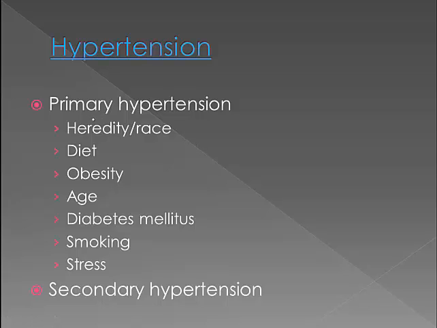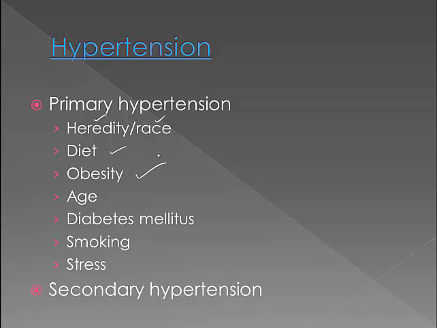So it could be inherited. Maybe somebody in the family has it, and so it's passed down. Some races are more prone to hypertension than others. Diet is a big factor. So, eating fatty foods, a lot of cholesterol, that causes deposition of cholesterol plaques, which cause atheromas, and they raise the peripheral resistance and can increase blood pressure.